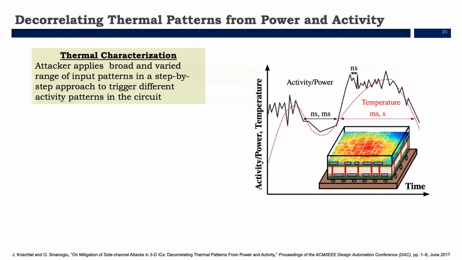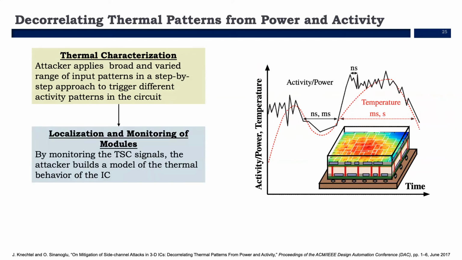A different type of approach is using the correlation thermal pattern from the power and activity. So this includes a 4-step process. In the first step, the attacker applies a broad and varied range of input patterns in a step-by-step approach to trigger different activity patterns in the circuit.